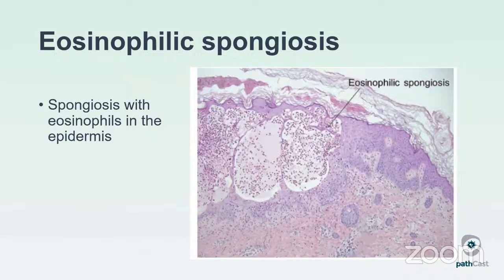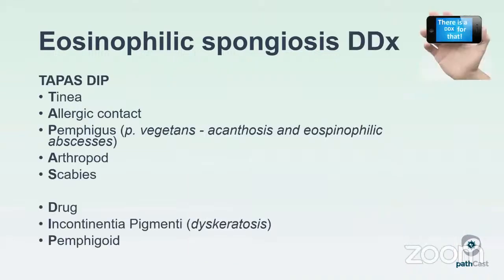Eosinophilic spongiosis refers to spongiosis, but specifically with eosinophilic exocytosis into the epidermis. So when you see spongiosis plus eosinophils, that's the eosinophilic spongiosis reaction pattern. And this is seen here in incontinentia pigmenti, but there is a differential for that. For eosinophilic spongiosis, I like to think of the differential as Tapa's dip. I run through this when I see eosinophilic spongiosis on a biopsy.